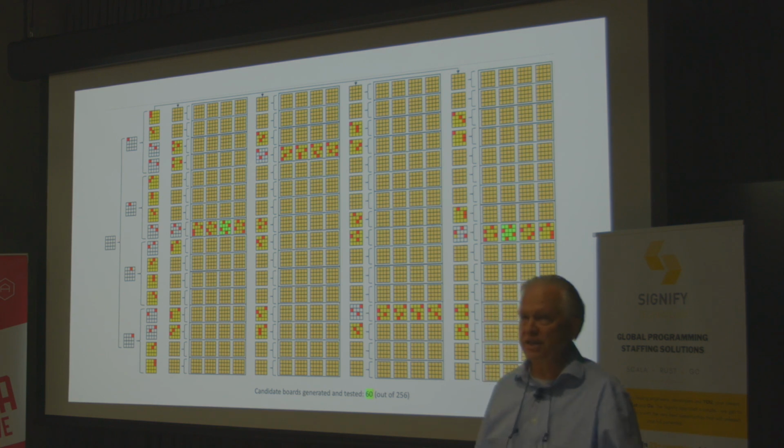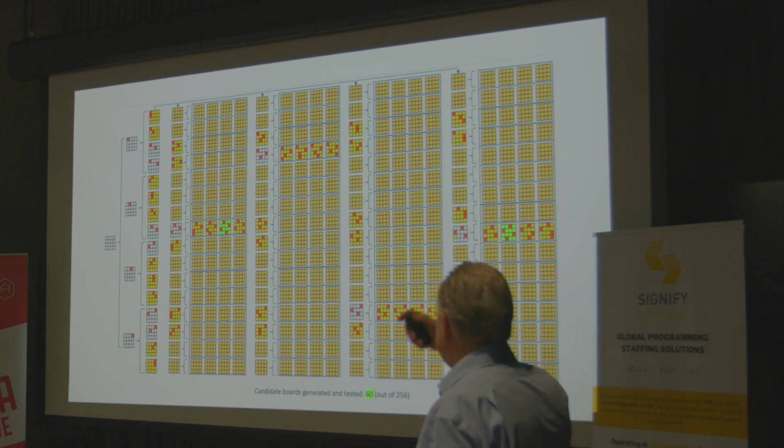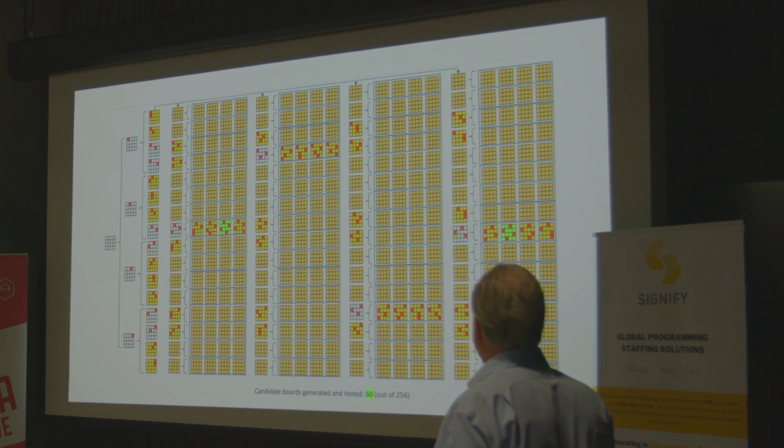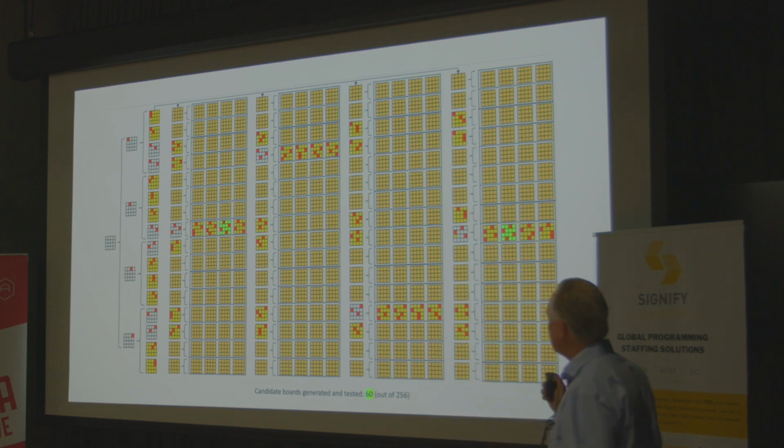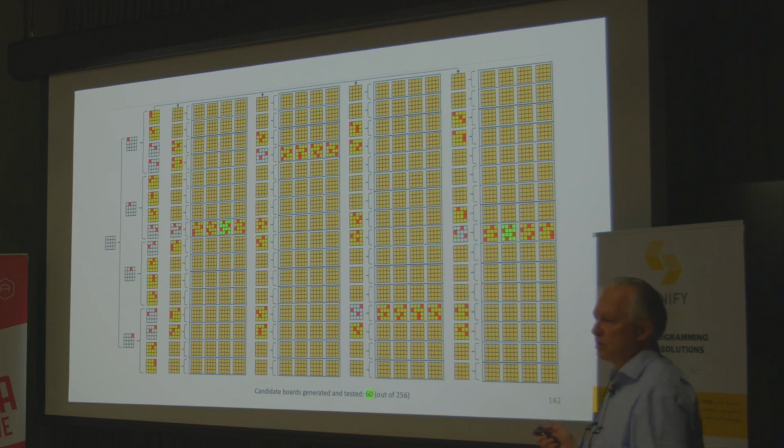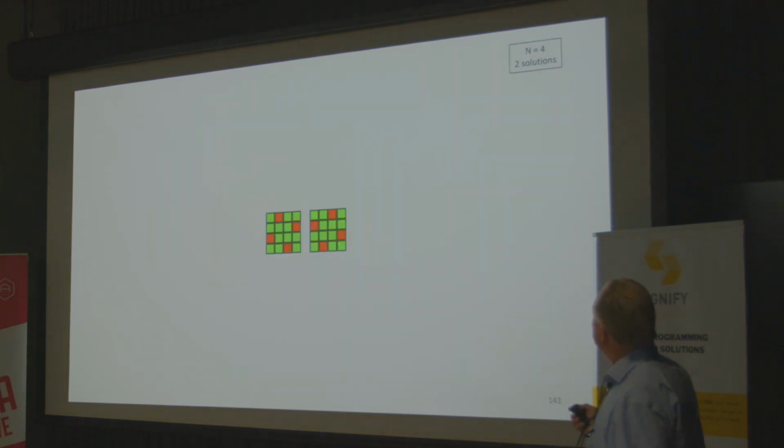Again, there are 4 ways of doing that. And again, you see unsafe boards, boards we're not even generating, and you see the 2 boards that are the solution. So our code has generated 60 boards out of a potential 256 that you could dream up, and it found 2 solutions. That's for n equal to 4.